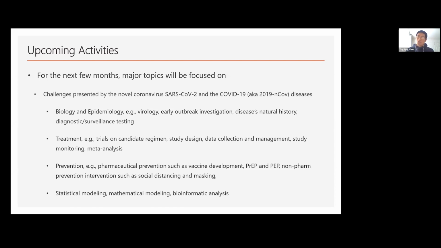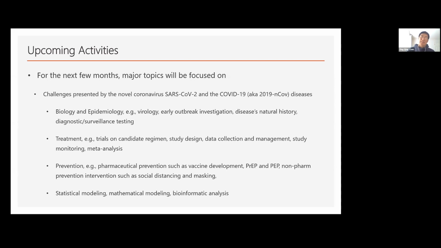And for example, we're also interested in treatment. What kind of therapeutics are the candidate regimens for treating infected patients, in terms of how do we rigorously answer the questions via statistical study designs, data collections, management, study monitoring, or even meta-analysis and analyzing multiple studies at the same time. And also we're interested in prevention, and in non-pharmaceutical prevention interventions like social distancing.